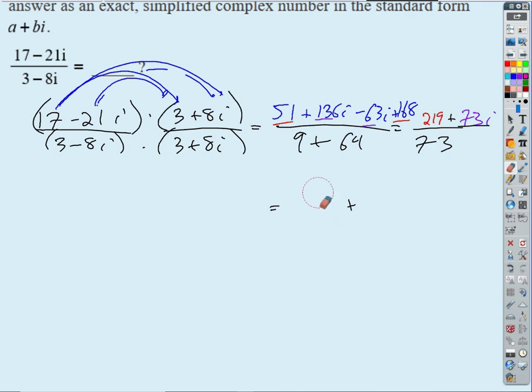So we get 3 plus 1i for our answer then, don't we? If I split that up, 219 over 73 is 3, and 73 over 73 is 1i. Okay, we good? All right.